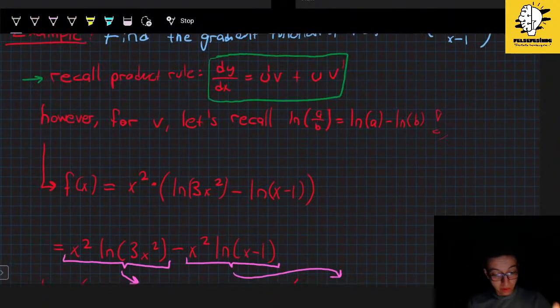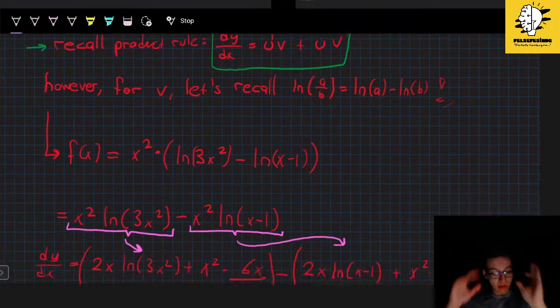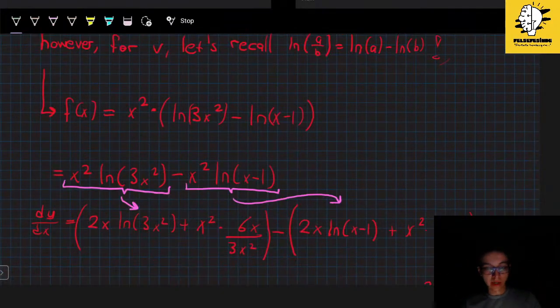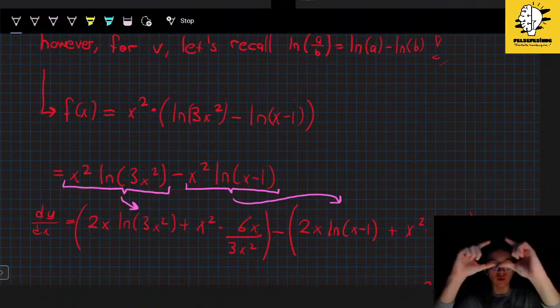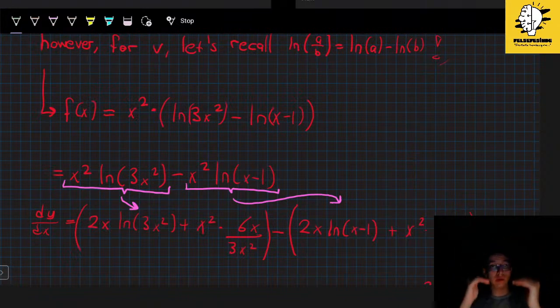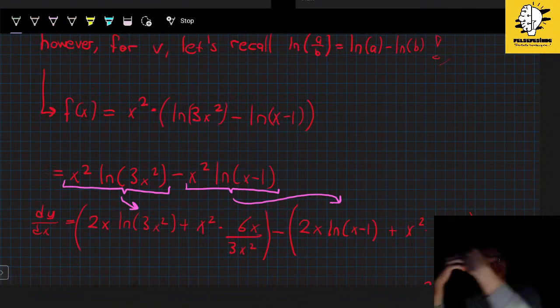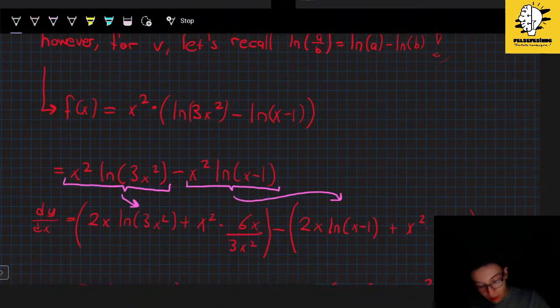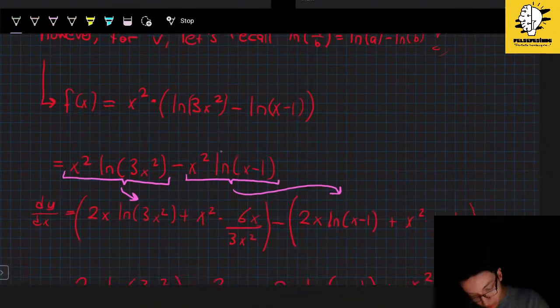Derivative of x squared is 2x times directly v, ln 3x squared, plus this time directly u, x squared, times the derivative of ln 3x squared. So do you see now, I said 1 over 3x squared, since it is in ln, 1 over my function in the parentheses directly goes to the denominator, times the derivative of this function. 3x squared has the derivative 6x, so 6x over 3x squared. Then I do exactly the same thing for the second parenthesis, for x squared ln (x minus 1).